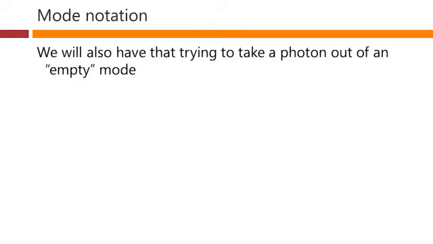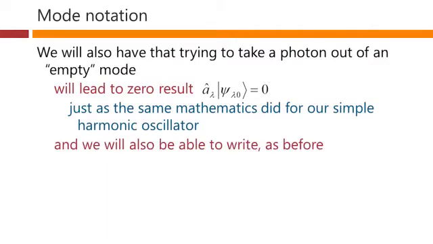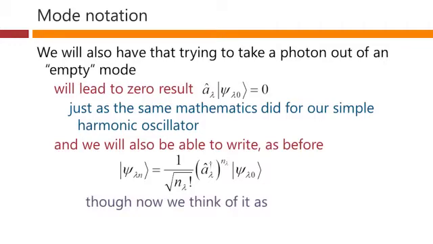We will also have that trying to take a photon out of an empty mode will lead to a zero result. This is exactly the same kind of relation we had before. And we will also be able to write, as before, that the state |n_λ⟩, or with n_λ photons in it, can be constructed by operating n_λ times on the empty state, this state with 0 photons in it, and of course we have to put in our 1 over root n_λ factorial to keep this normalized.